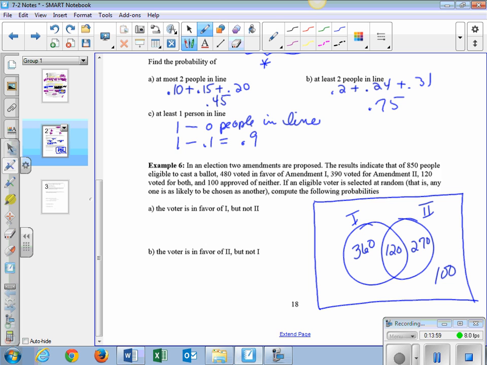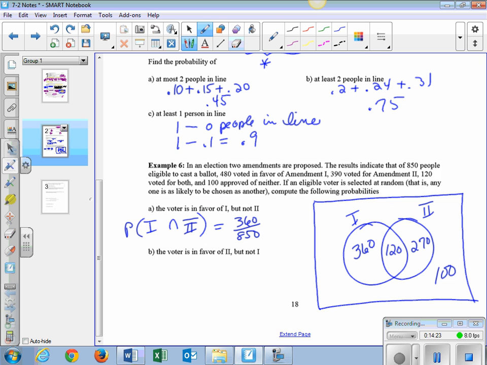Well, okay, so what am I trying to find in part A? The voter is in favor of 1, but not 2. So that would be something that looks like 1, but not 2. Gosh, that looks kind of weird. Okay, so that would be 360 out of my total, which is 850. And keep in mind, you do not have to reduce fractions. You can leave them like that.